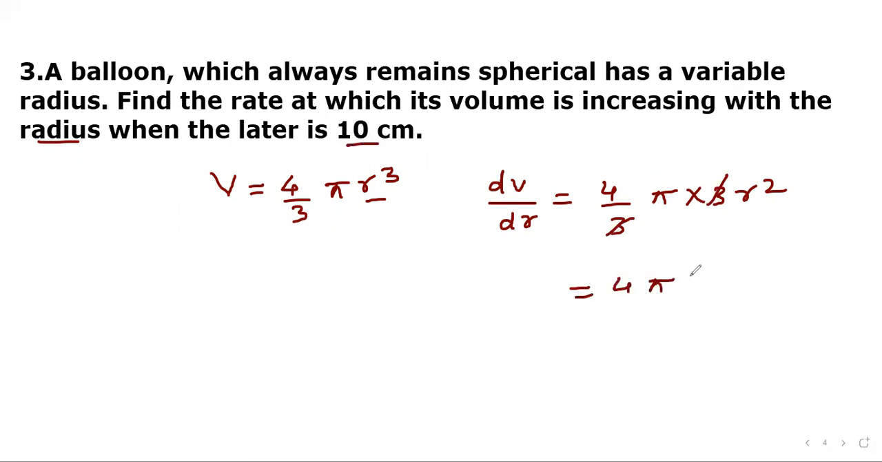So 4 pi into 10 square, that is 400 pi, and the unit will be just cm square, because volume has unit cm cube and the radius has unit cm, so 1 cm will cancel out. Now let's consider the next question.